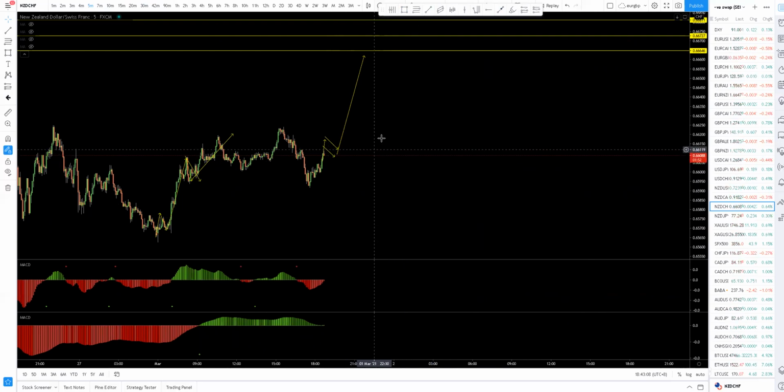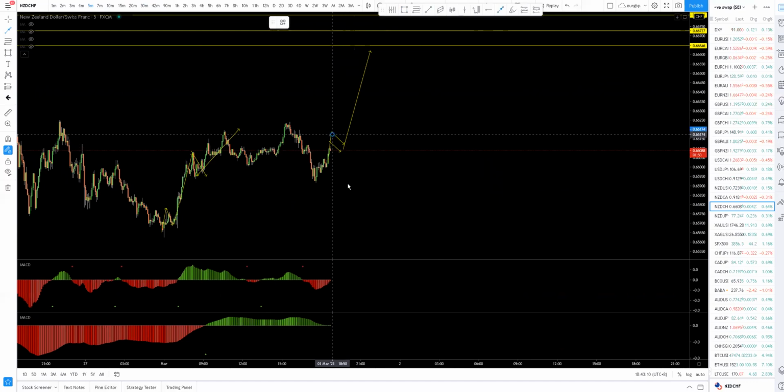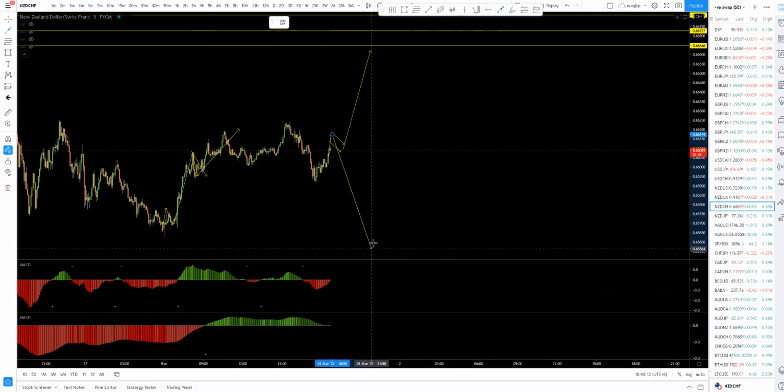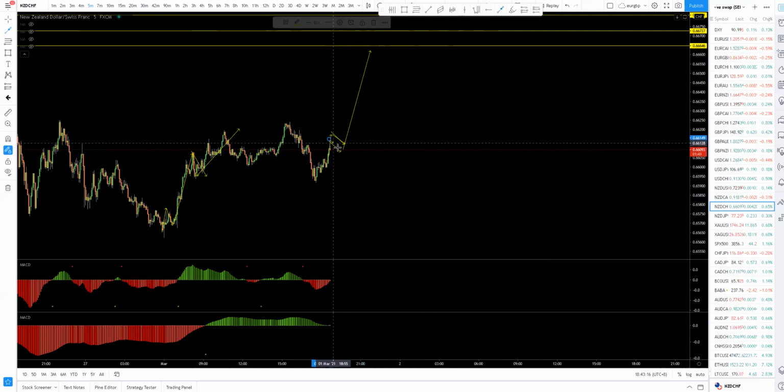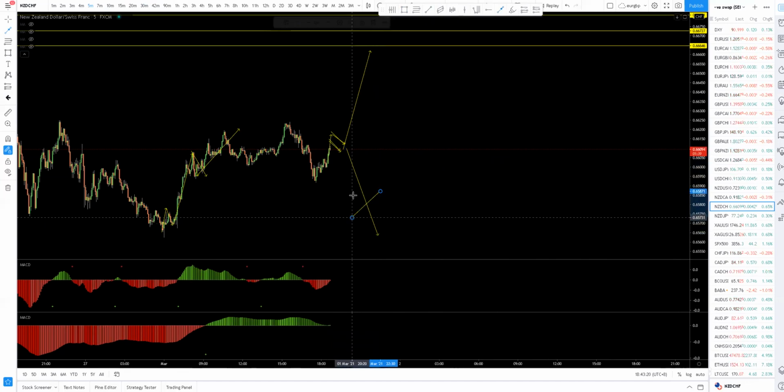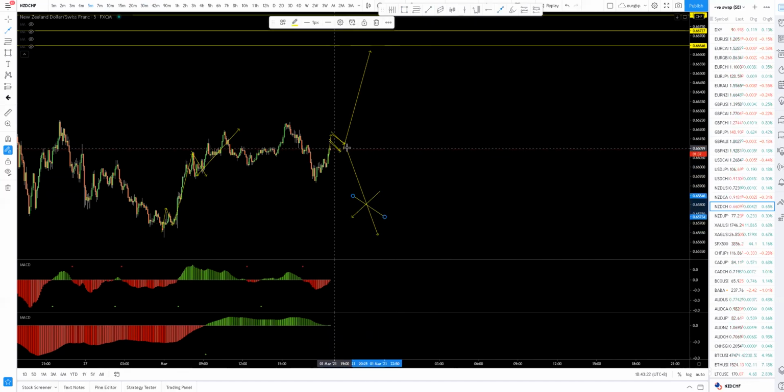Can this come straight down? Yeah, maybe. But the thing is, if it does not come down and starts to make these little consolidations here, that means this down is not going to happen, because this little stuff here is saying it's up and not down.